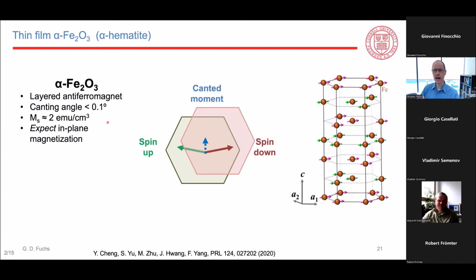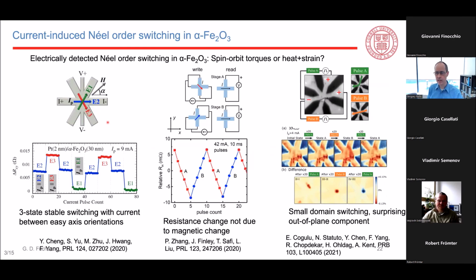So I can apply a few kilogauss to the sample and actually orient it all in one direction, and then I can look at how that affects the domains. Now, people have previously studied this material and come up with different conclusions. This is work from the Ohio State group of Fengyang Yang, in which the expected threefold anisotropy of alpha hematite was apparently observed in current-driven switching. They see 3 different resistance states.